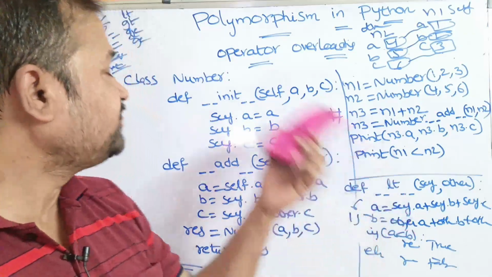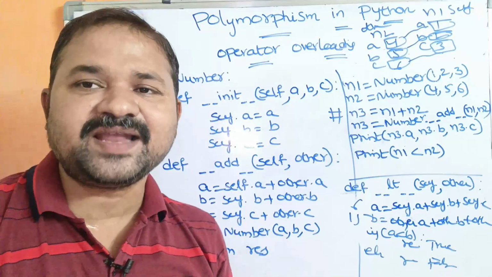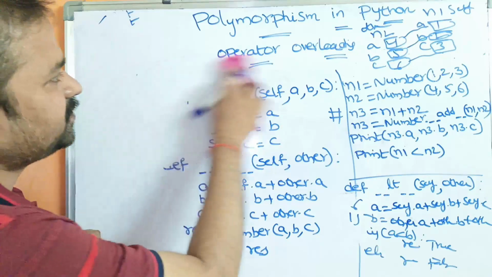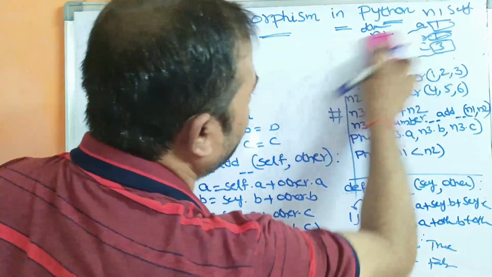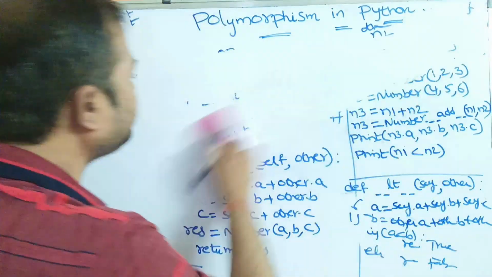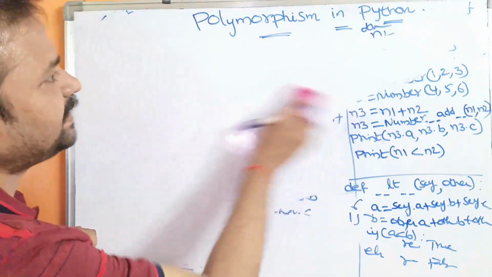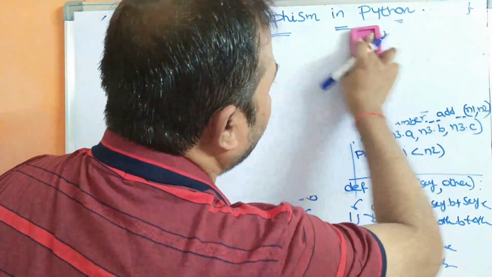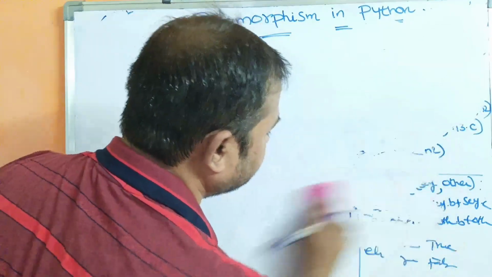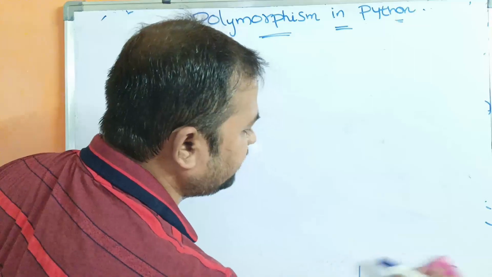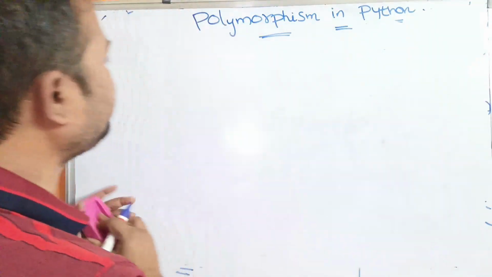Okay. So likewise, we can overload any operator. It may be less than or greater than or less than or equal to or greater than or equal to. So this is about operator overloading. Now let us see the remaining also. So after discussing method overloading and method overriding, we will see practically. So first let us see the theory and then we will execute the programs practically.